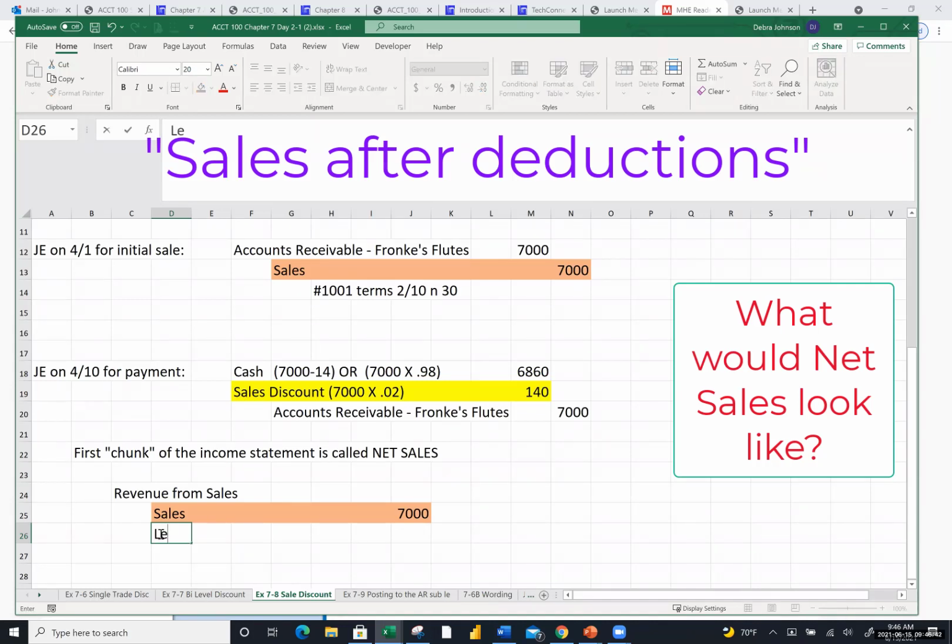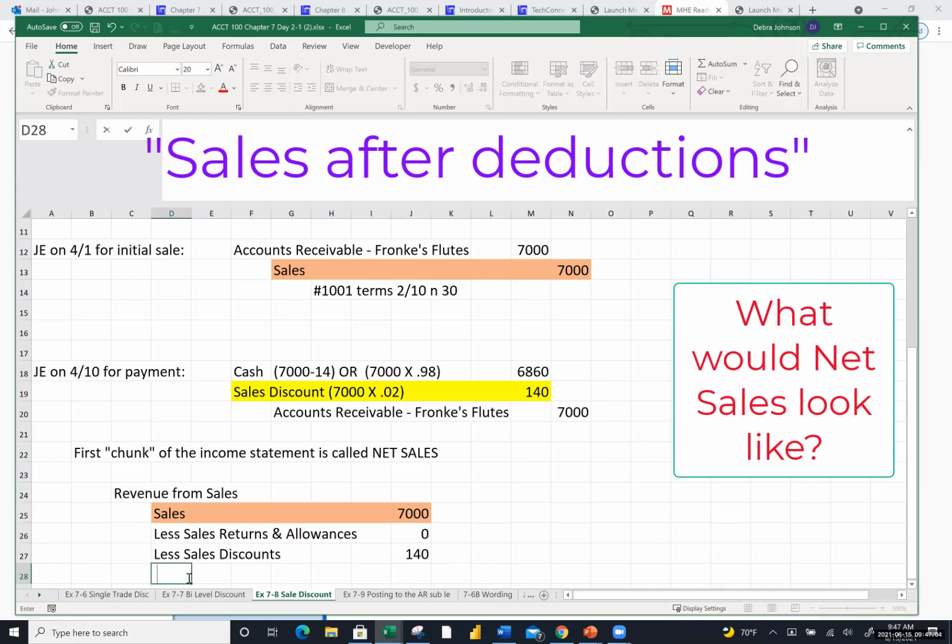So you would see two things here typically. You would see less sales returns and allowances, which we didn't have any of those. And right below that, you'd see less sales discounts. So we didn't have any sales returns and allowances on this one. We did have 140 in sales discounts.